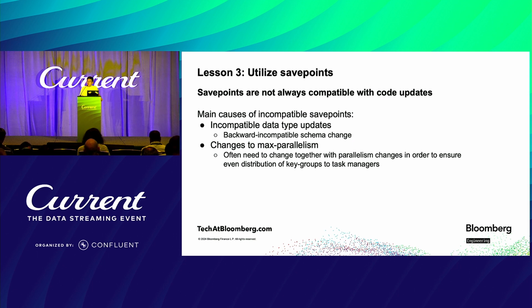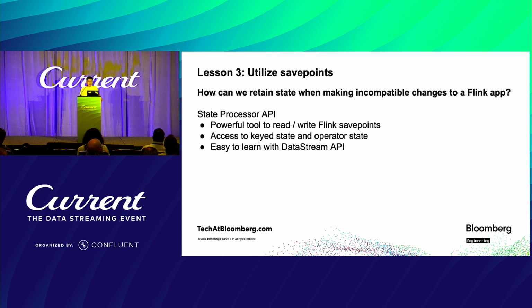So what can we do in this case, right? So how can we deal with incompatible save points without losing any of the data we have? Well, luckily, Flink provides a very powerful tool called the state processor API, right? So the state processor API is basically a powerful tool that allows us to read and write Flink save points. It provides us access to key state as well as operator state in our Flink save points. It is also relatively easy to learn since it's using the same data stream API that we use to construct our regular Flink applications.